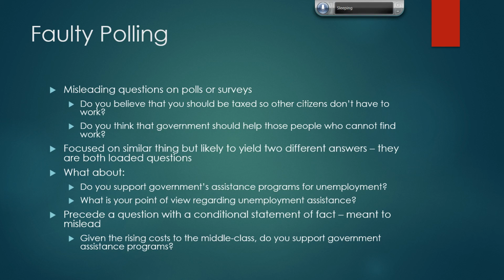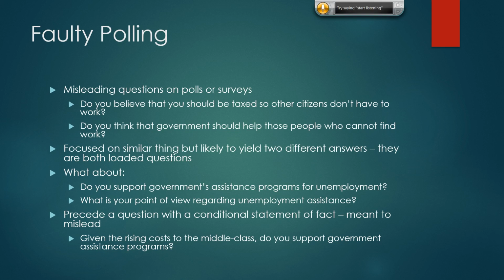The other one goes on the other side. It sort of pulls or tugs at the heart. Do you think that government should help those people who cannot find work? Well, okay, yeah, I feel bad for them. So that's also a loaded question because it's not really getting at the real issue. It's getting at, do you think the government should help people? Well, okay, the question is really about unemployment programs and unemployment assistance. So when you phrase it in that way, it's more kind of an appeal to the heart.